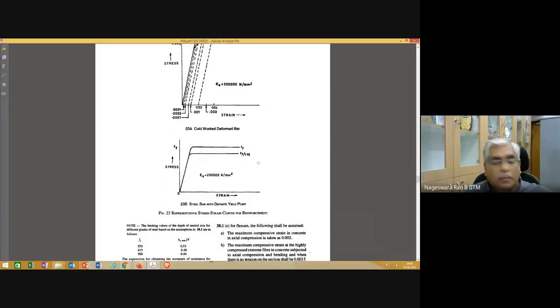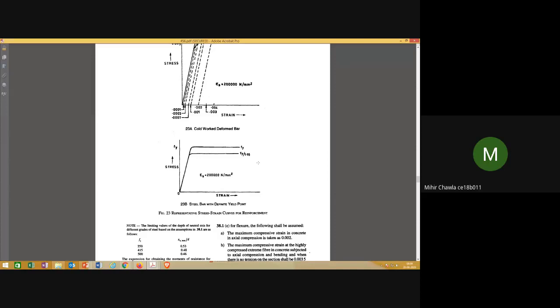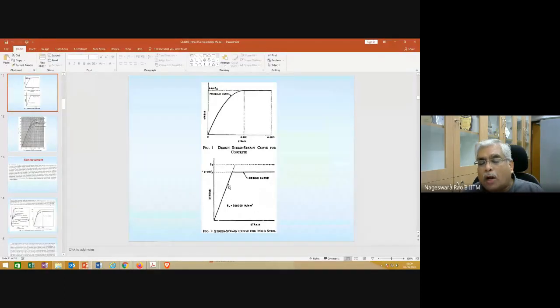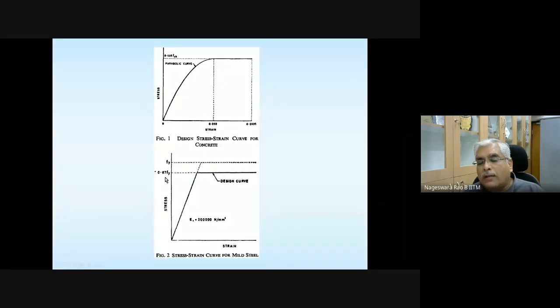No, 1 divided by 1.15. 0.869, so 0.87. Then why are people saying it like that? That is what this curve is showing. Instead of showing it as Fy divided by 1.15, directly that 0.87 Fy is shown here.